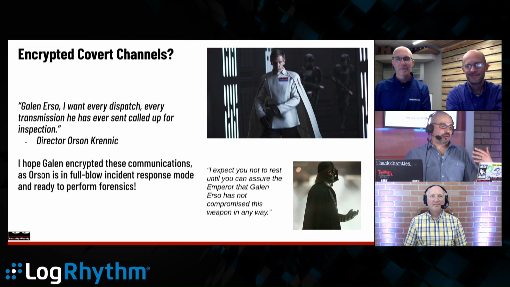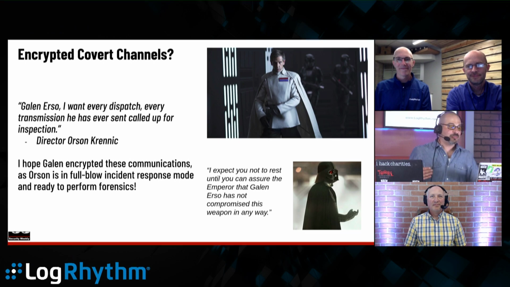And Orson goes to Scarif, that's the firewall planet, right? Big firewall around the planet where they host their backup tapes, and gets there and says, look, I want every dispatch, every transmission that Galen Erso has ever sent, and I want to look at it, right? So basically he's going back and looking at the logs and going, did Galen send communications? And if he did, what were those communications? And inside of those communications, were there the plans of the Death Star? And more importantly, is there evidence that Galen introduced a vulnerability into the Death Star?